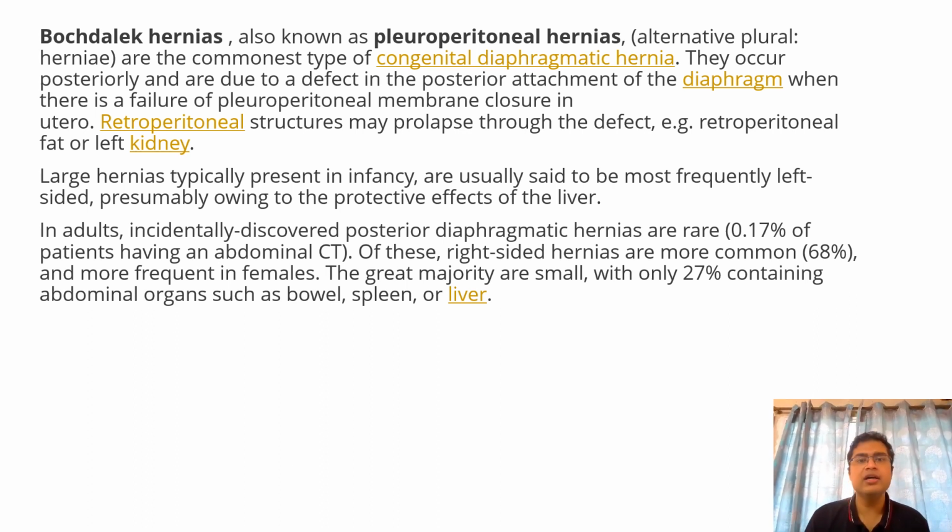Bochdalek hernias are known as pleuroperitoneal hernias, which are the commonest type of congenital diaphragmatic hernias. They occur posteriorly and are due to a defect in the posterior attachment of the diaphragm when there is failure of the pleuroperitoneal membrane closure in utero. The retroperitoneal structures may prolapse through the defect, like retroperitoneal fat or left kidney. Usually it is present on the left side in infancy, but in adults it is usually seen on the right side, and it is usually incidentally detected.